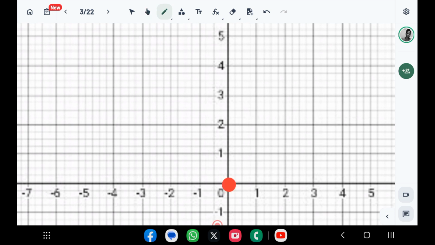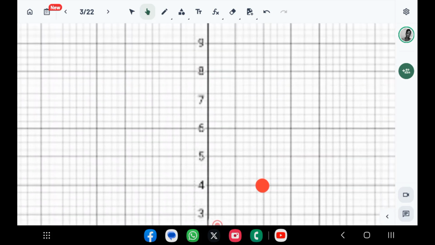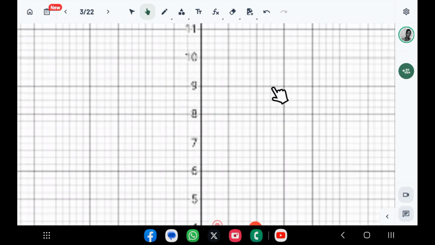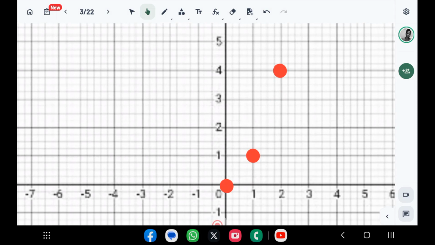(0, 0). When x equals 1, y equals 1, so the next point is over there. When x equals 2, y equals 4, so the point is right over there, (2, 4). When x equals 3, y equals 9, so let's go over there, up there, and look for 9. 1, 2, 3, so that's the point where it is over there. On the left hand side, when x equals -1, y equals 1. So (-1, 1).